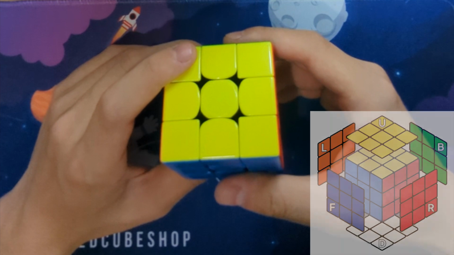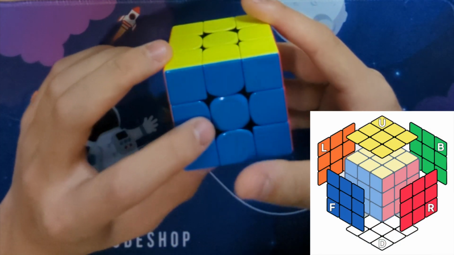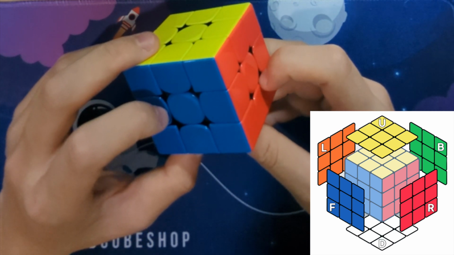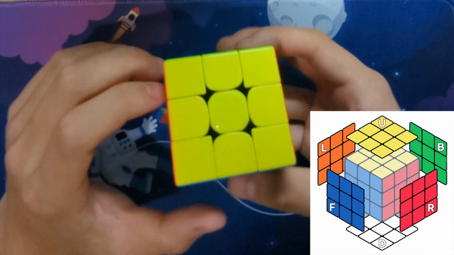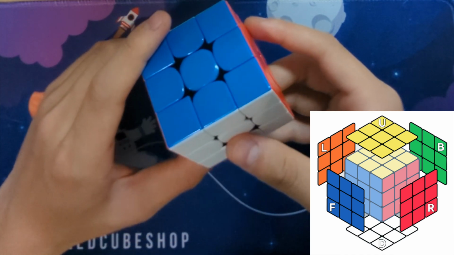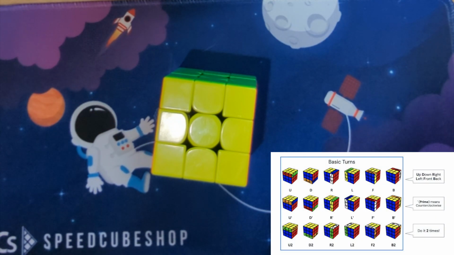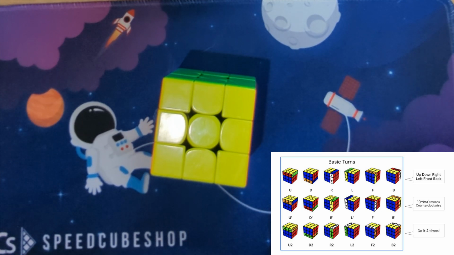Take a look at this diagram. The yellow face is labeled U for up, the blue is labeled F for front, the red is labeled R for right, the orange is labeled L for left, the green is labeled B for back, and the white is labeled D for down. In cubing notation, the letter tells you which layer you're moving, and the symbols that come after it indicate which direction to move.